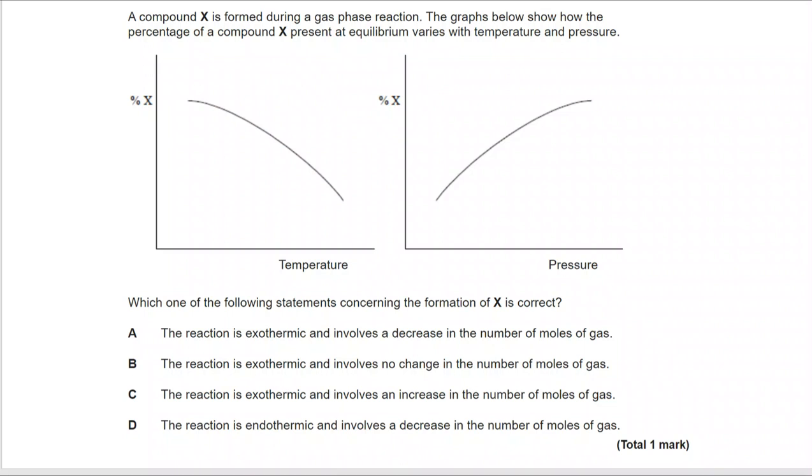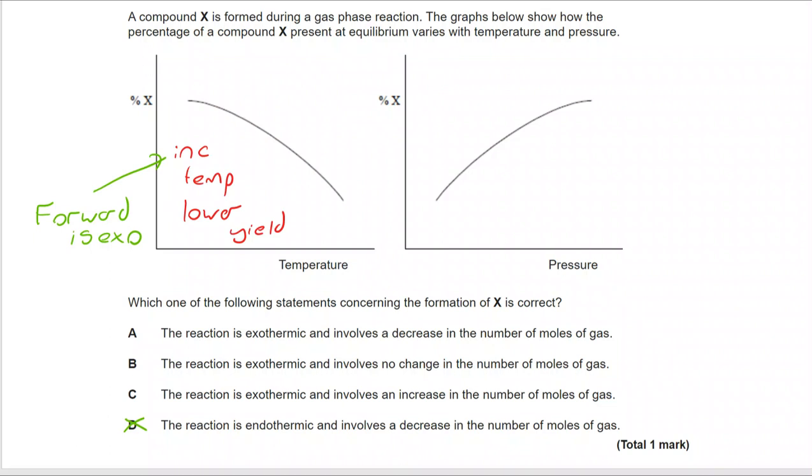Which one of the following statements concerning the formation of X is correct? Well, what we're seeing here is that as temperature goes up, the percentage yield of X goes down. Increasing temperature leads to a lower yield. So the forward is exothermic. So we can dismiss D as a potential answer.